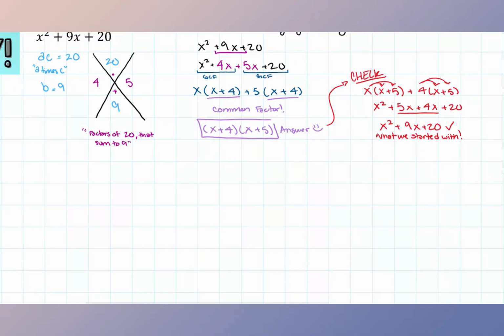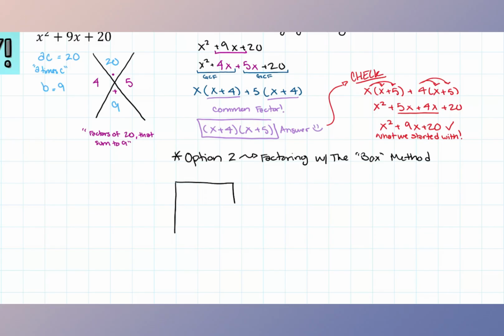So option 2 for factoring, we'd start with that same whole process, the a and the b value, ac, b value, the x, and then you would try option 2 if you like. It's another way to organize your thoughts. This is called factoring with the box method. You're going to create a box, so just a 2 by 2 box, so 4 boxes total.